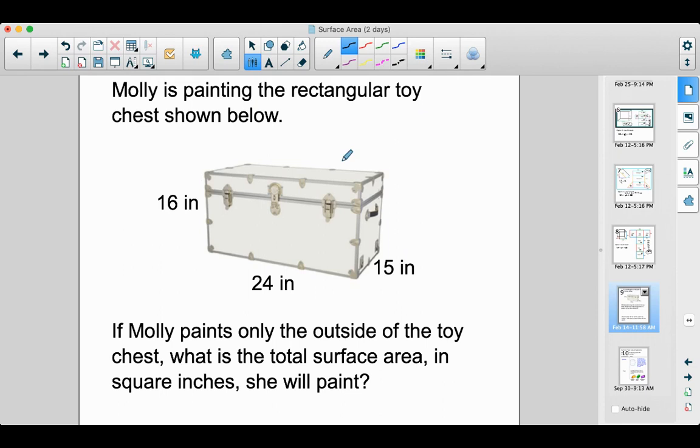All right, let's try one more. So this one I did not provide the net for you. You're gonna have to figure out what the net would be yourself. This chest is 16 inches high, 24 wide, 15 deep. Okay, if Molly paints only the outside of the toy chest, so that's the surface area, what is the total surface area in square inches she will paint? So again, pause it, see what you can come up with, and then check to see if you're right.